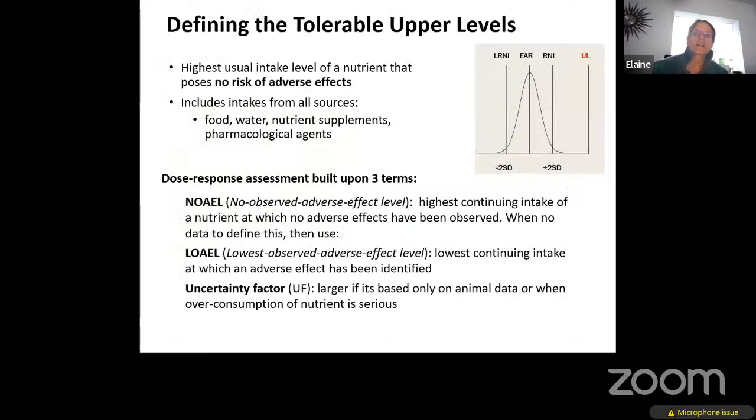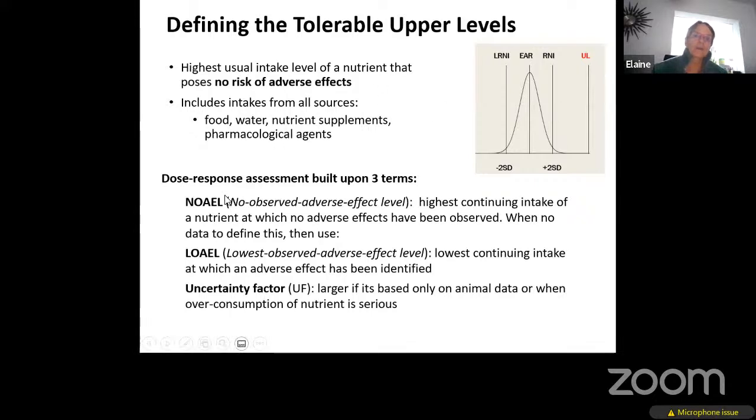And then finally, in terms of defining the upper tolerable limit, which, as I said, not all nutrients have, it really is to say this is the highest usual intake level of a nutrient that poses no adverse effects, i.e. will not, for example, compromise copper absorption or something. And it includes intakes from all sources. That would be food, water, supplements, pharmacological agents.